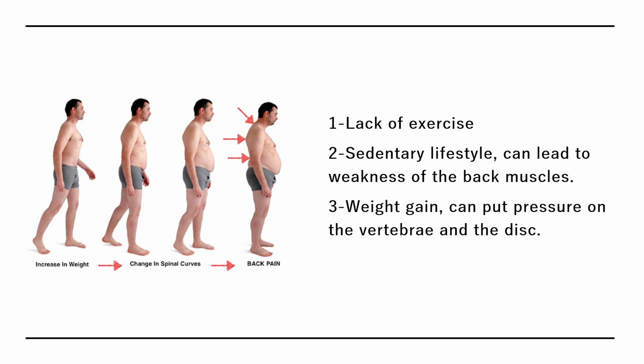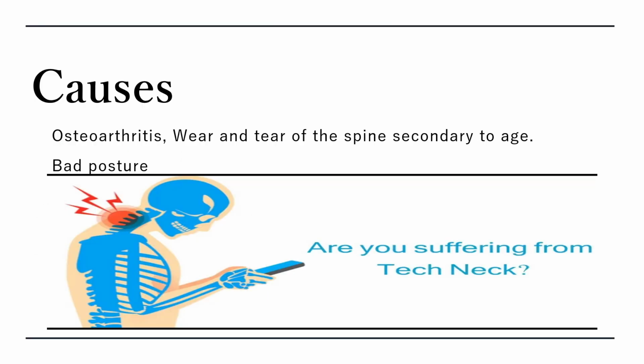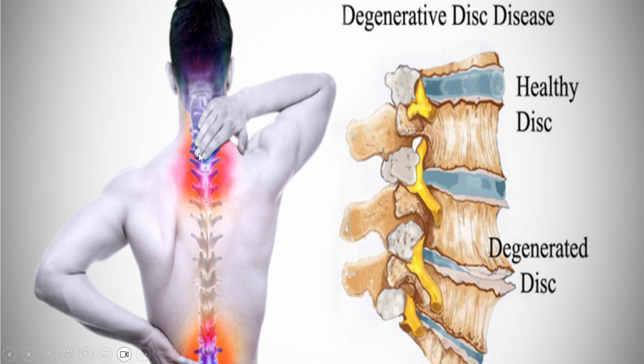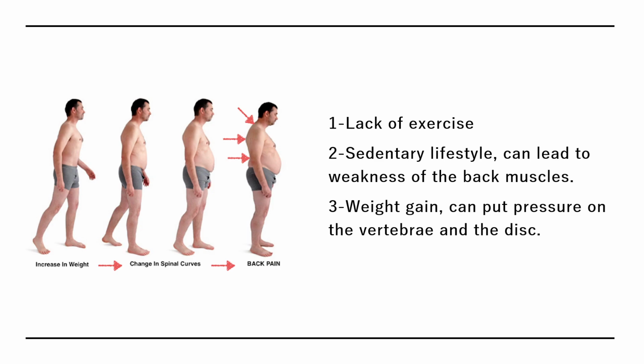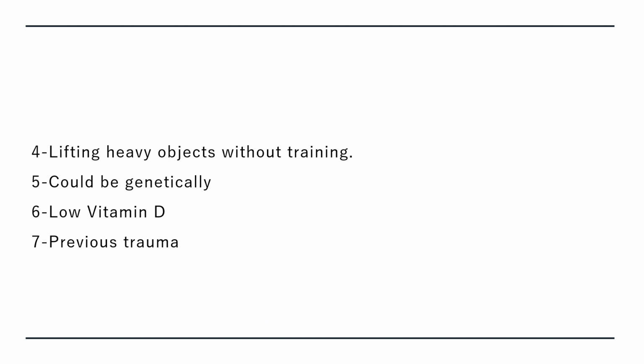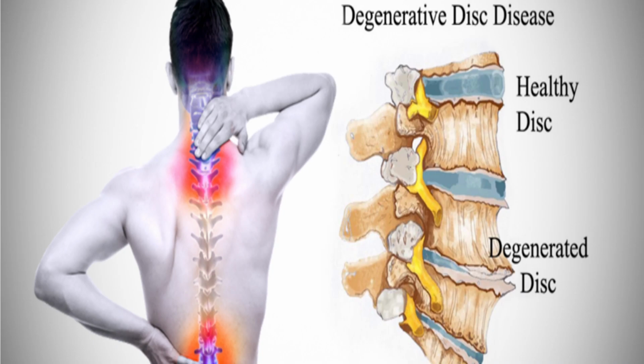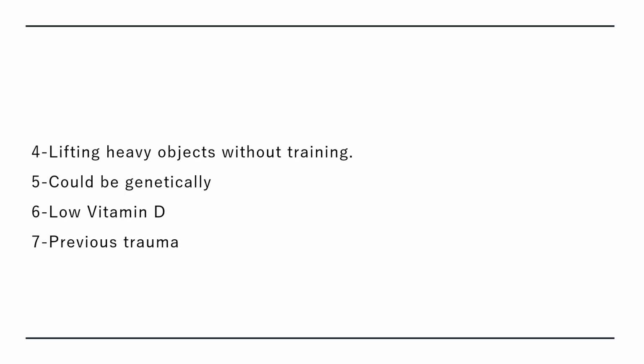If somebody has, let's go to the picture, this one. If somebody has a slip disc here in the neck, that can cause, as we said, cervical degenerative disc disease. If somebody has a slip disc here in the lower back, that can put pressure on the nerves of the lower back, and that can cause something called sciatic nerve. Okay, let's go back to the causes of a slip disc in the neck.